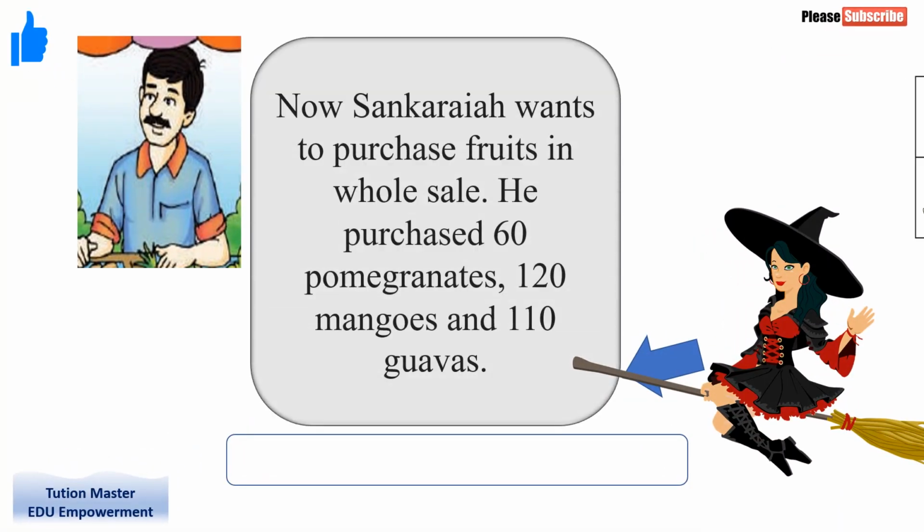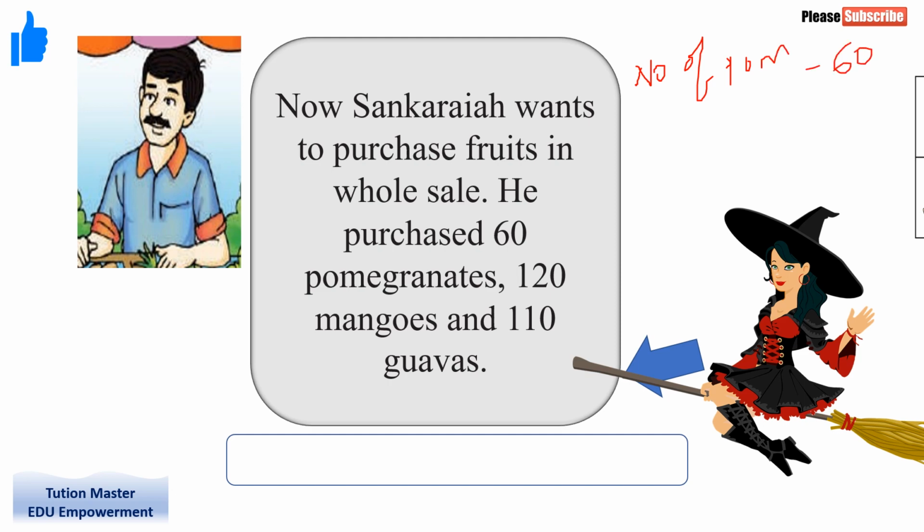Now Shankaraya wants to purchase fruits in a wholesale market. He has purchased 60 pomegranates, 120 mangoes and 110 guavas. So what is the total count he has purchased? Come on, tell me. He has purchased 60 pomegranates. So what is the number of pomegranates he has purchased? Tell me.